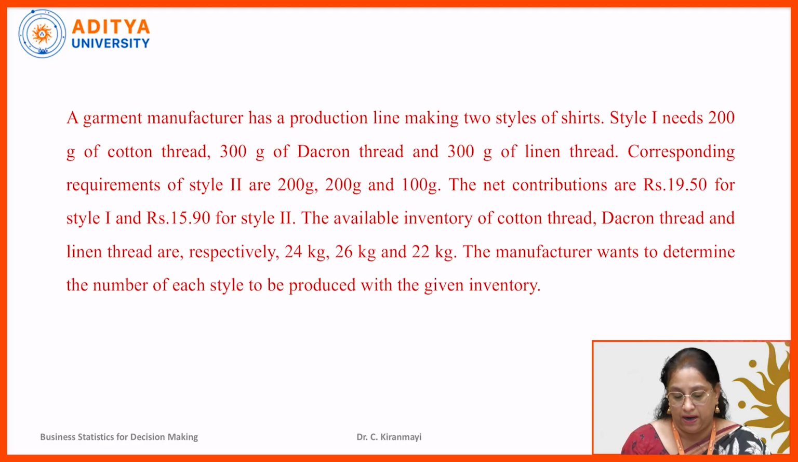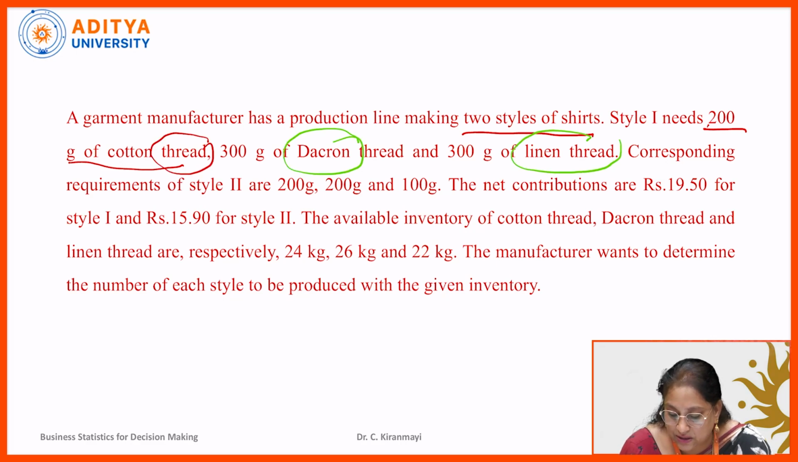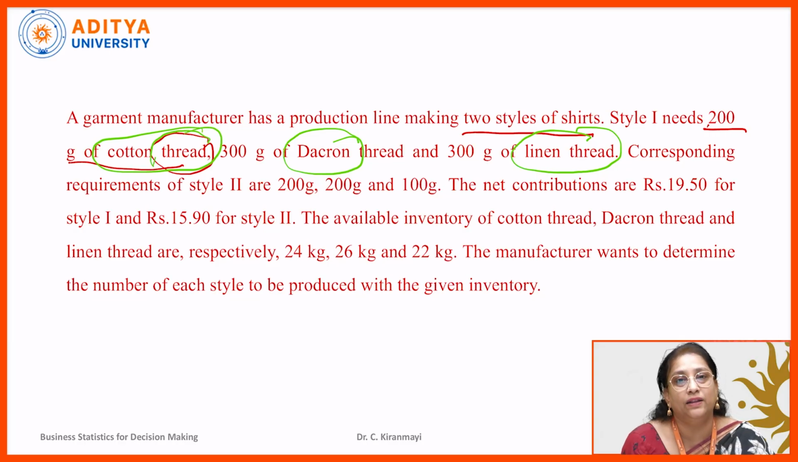Coming to the application part, let us try to understand where this linear programming problem comes into picture. There is a garment manufacturer who is producing two styles of shirts, and style 1 needs 200 grams of cotton. If we observe this problem, the manufacturer is using different types of resources, different types of threads: cotton thread, Dacron thread, linen thread. Three types of threads that the manufacturer is using, and he is producing two styles of shirts, style 1 and style 2.